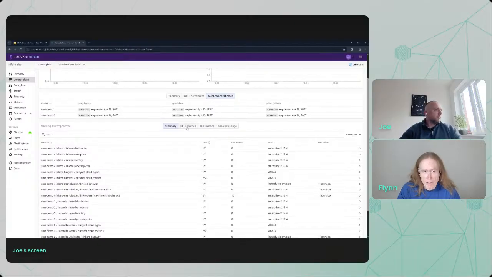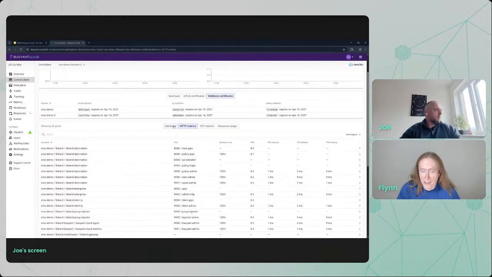I find that one really fascinating because I can't think of any reason why a service mirror should be misbehaving. Well, usually it's either connectivity or authorization with the opposite cluster.